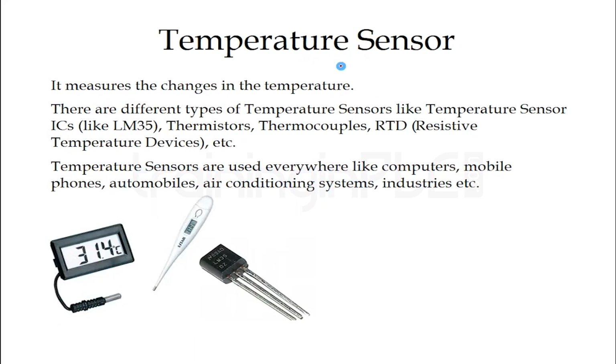First, let's see temperature sensors. Temperature sensors are used to measure changes in temperature. There are different types of temperature sensors, like temperature sensor ICs, thermistor, thermocouples, RTD. Temperature sensors are used everywhere, like computers, mobile phones, automobiles, air conditioning systems and in industries.